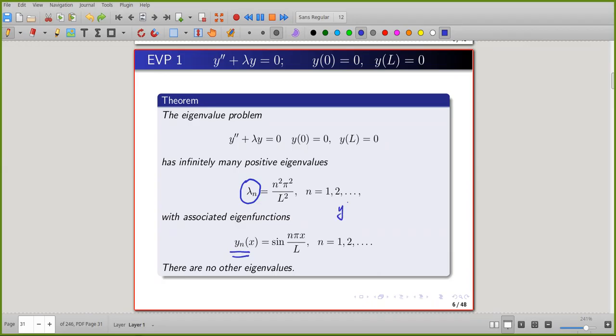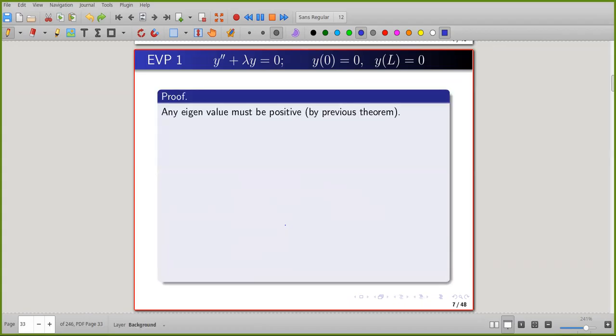In general, maybe we could have had some eigenvalue problem, and there could be some equation with lambda naught y equal to 0 and then the boundary conditions, and in general the space could be more than one dimensional. But in this case it turns out that the space of solutions is one dimensional. So let's see why that is true.